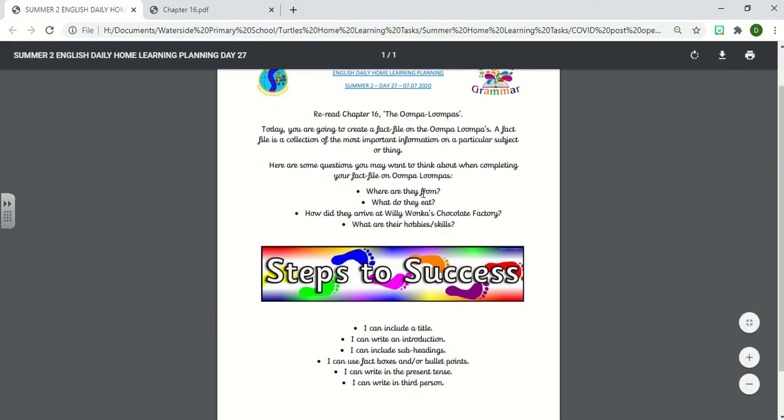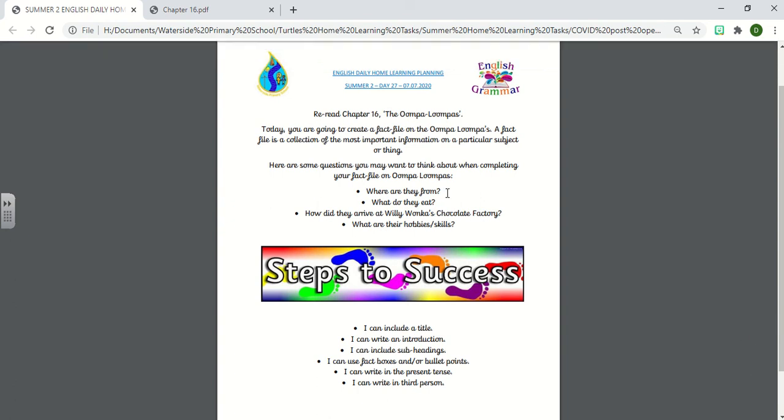Here are some questions you might want to think about when completing your fact file. Where are they from? That would link to the subheading habitat. What do they eat? That would link to the subheading diet. How did they arrive at Willy Wonka's chocolate factory? You haven't really spoken about that, so you could put past life perhaps for your subheading. And then what are their hobbies and skills? I haven't included that either, so perhaps you could include a subheading called hobbies and skills.